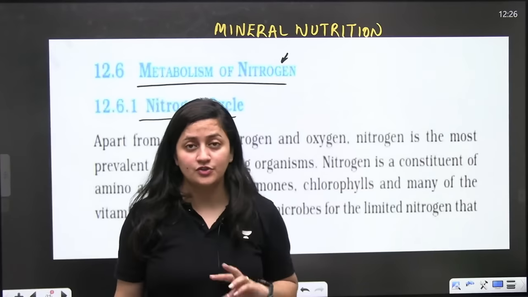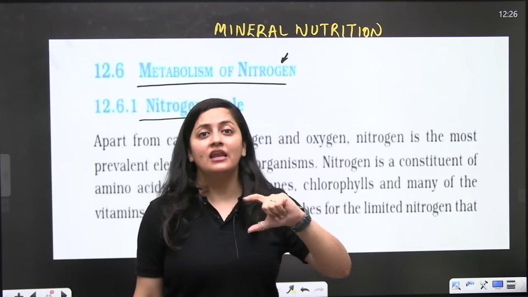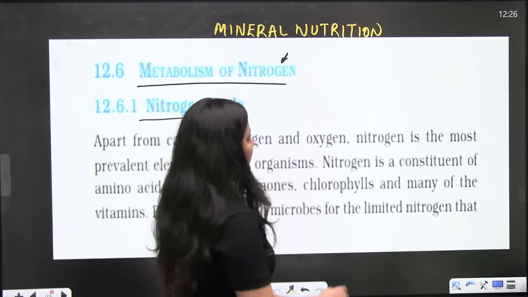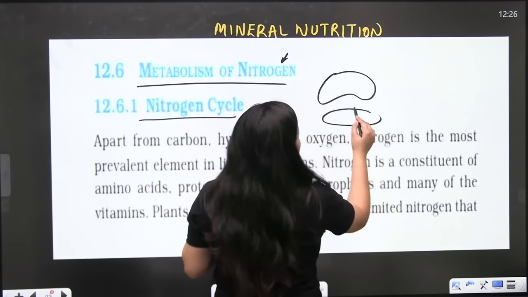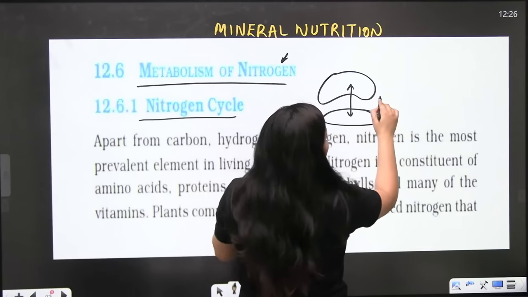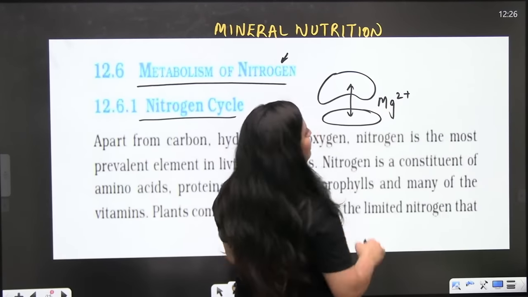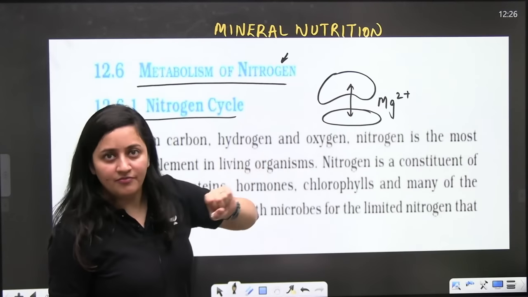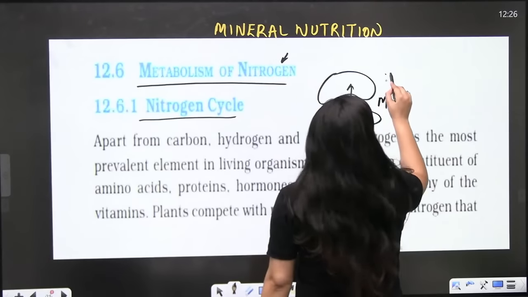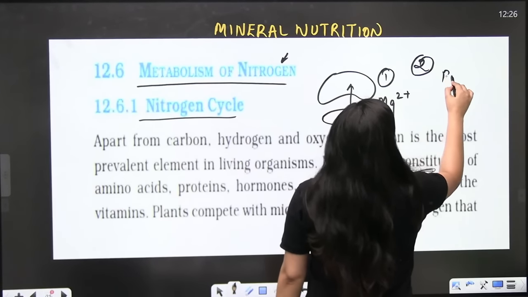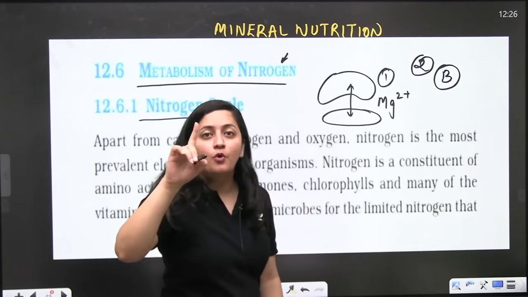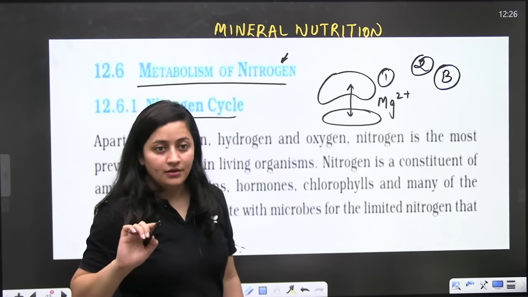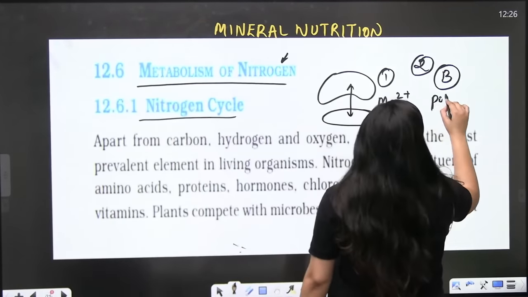Another type of question that comes from this chapter is which ion is used where. I'll quote one example. When you know that the large ribosome and the small ribosome join at the time of protein synthesis, it is with the help of magnesium ion. Second important question, if you remember, boron. Boron is important for pollen germination.